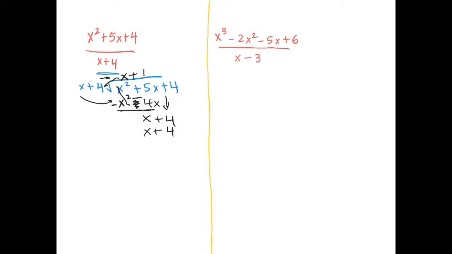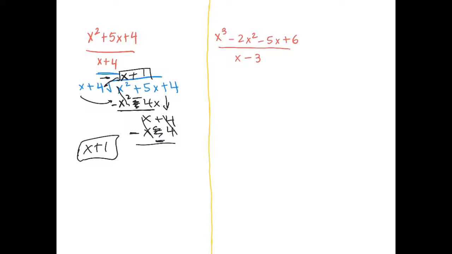Now remember, we have to change the signs. Now this will become negative x. Now we take this and we make that a negative. So negative x minus 4, and both of these will cancel out, which means that our final answer is going to be x plus 1. So that's our final answer.